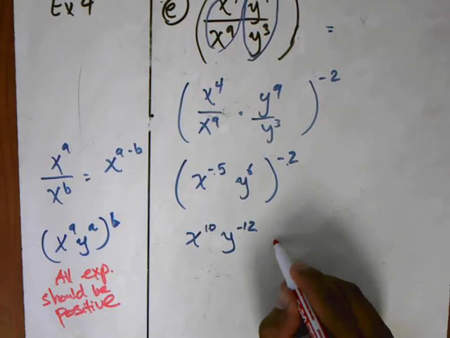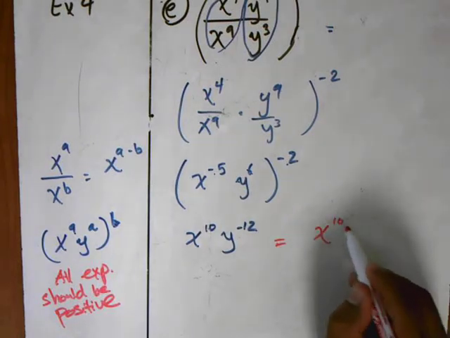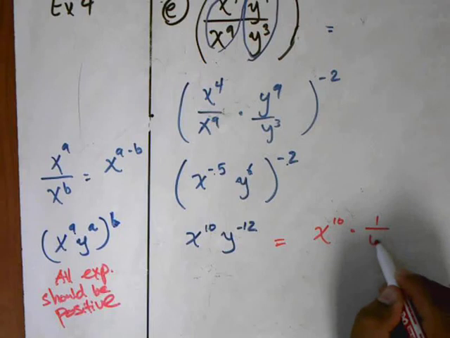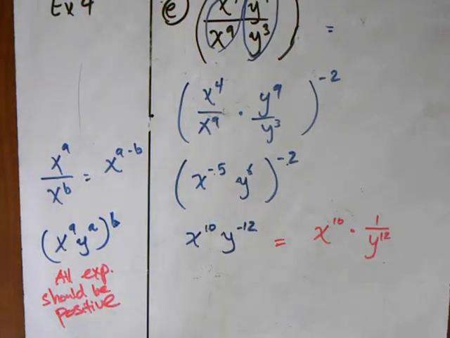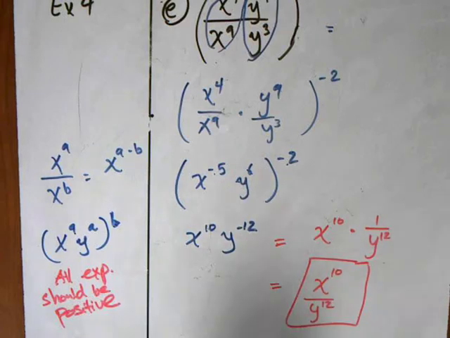But if you remember, we have a rule for doing that, and it's really just the reciprocal of y to the positive 12. And then once I'm all done with everything, I like to put it all together into one fraction. So it's going to be x to the 10th divided by y to the 12th. And there you have it. That is our final answer.